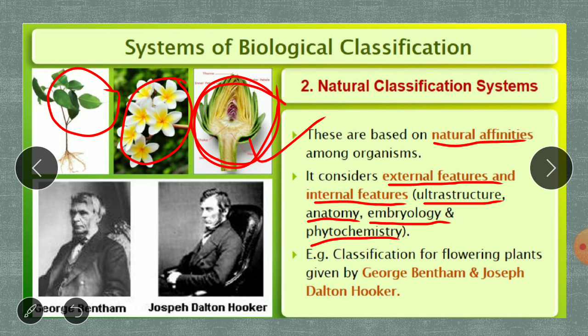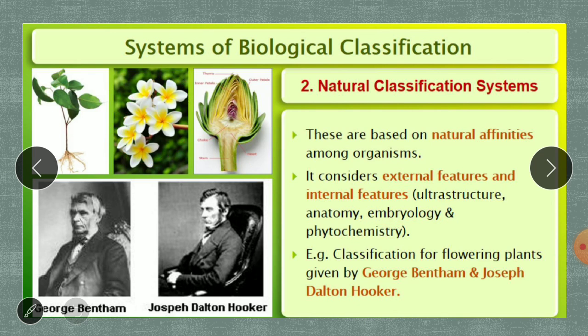phytochemistry. Based upon all these internal features, the natural classification system was given by George Bentham and Joseph Dalton Hooker, and they gave this classification system for the flowering plants, that is the angiosperms, the plants which are producing flowers. For them they gave this system.